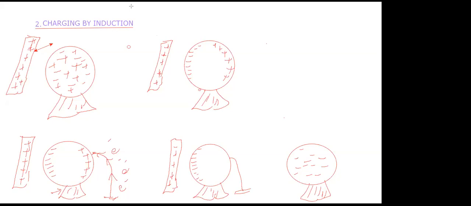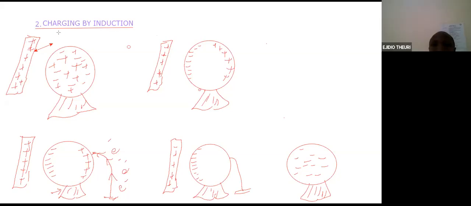When you use a negative rod, the positive. Pause a little before you continue. Everyone should listen carefully because everyone must do this as we explain.